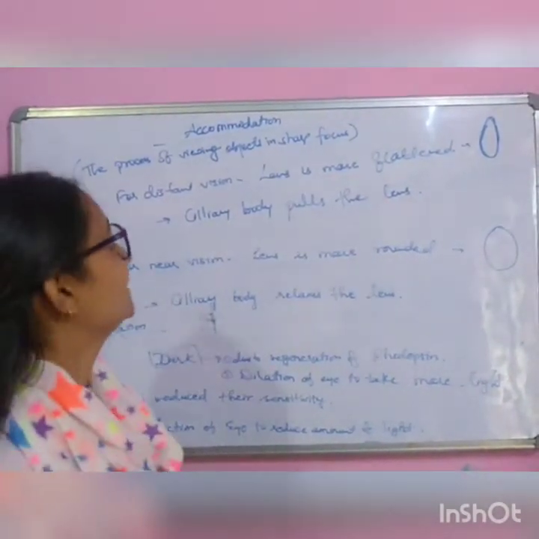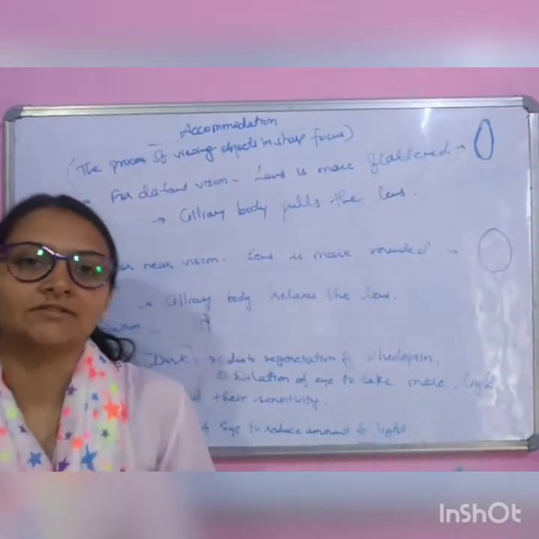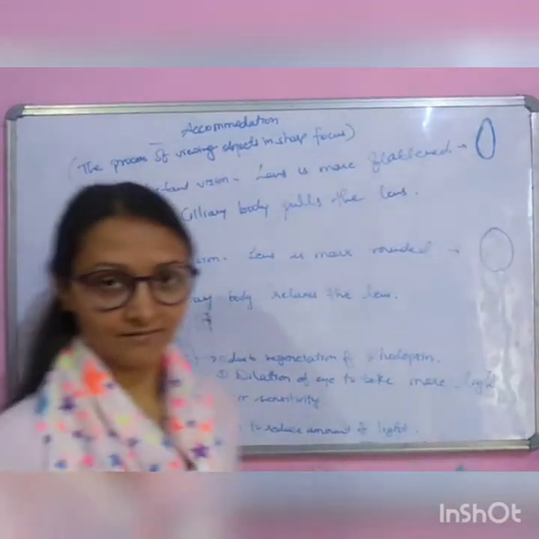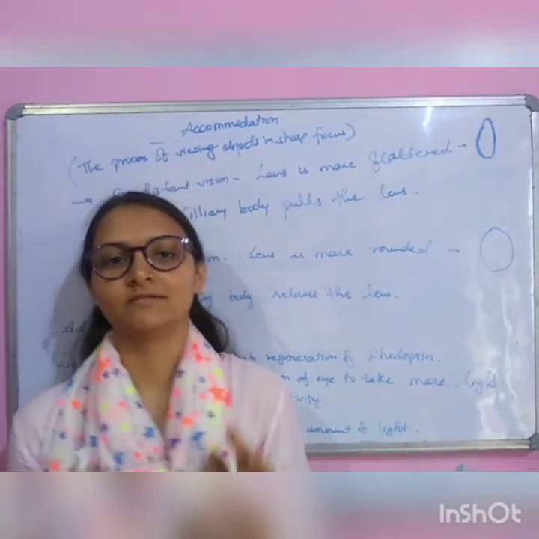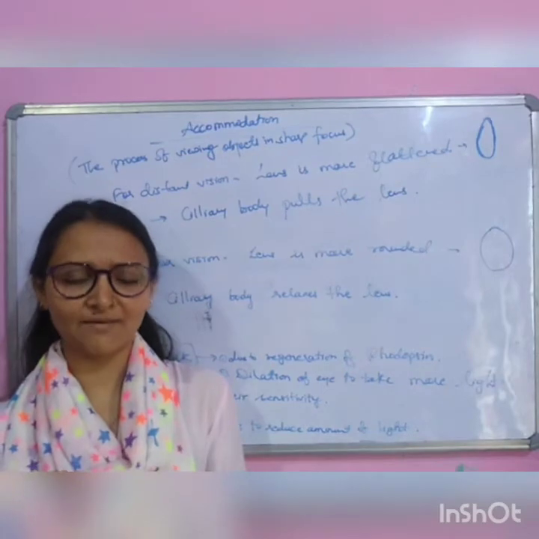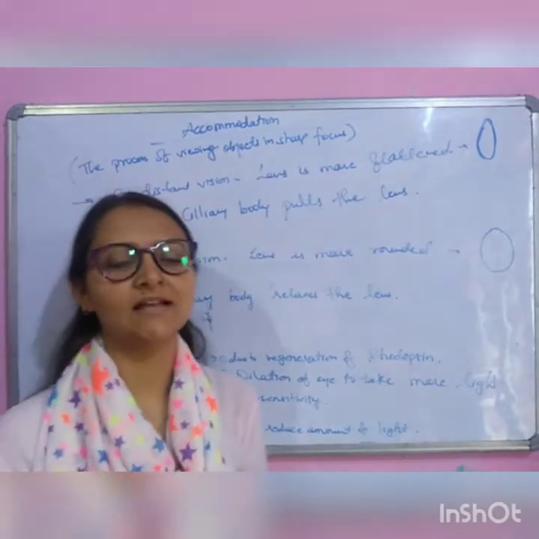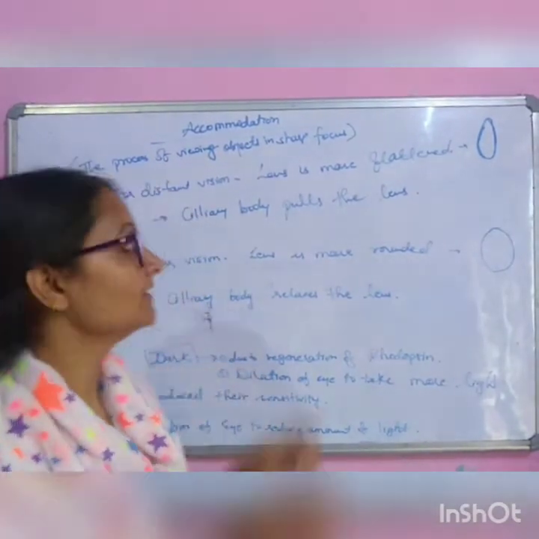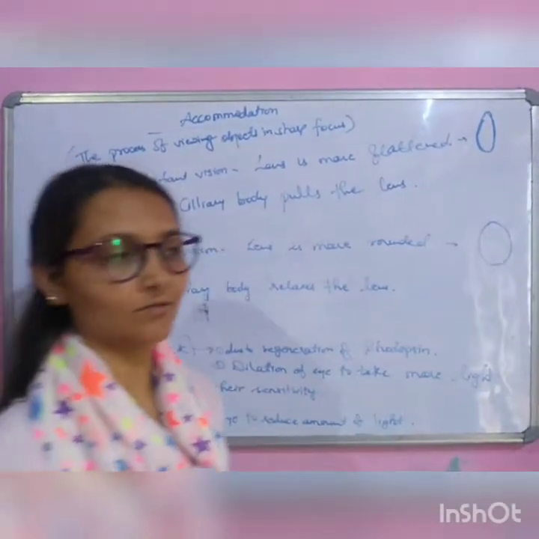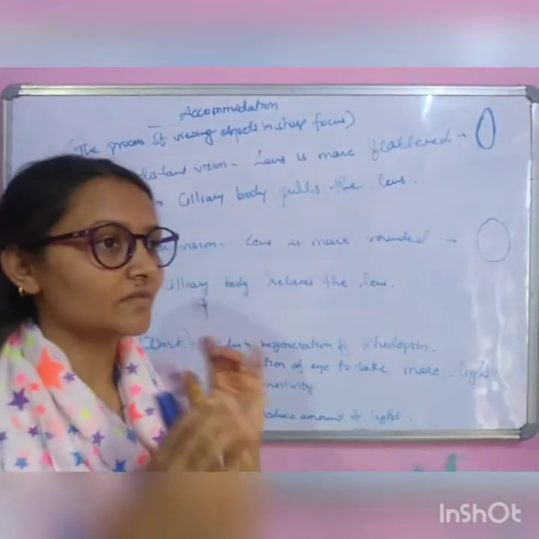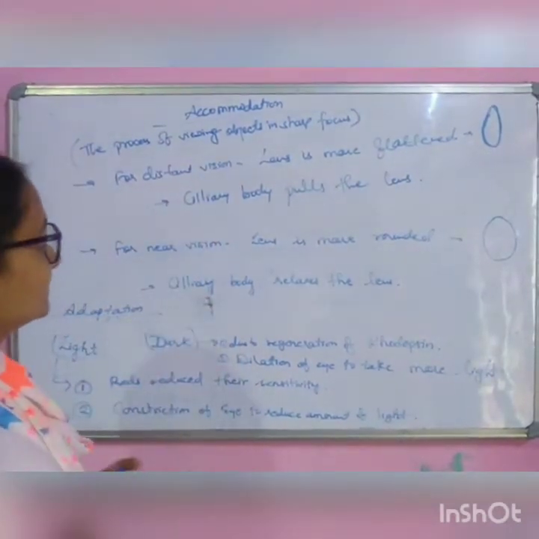Next topic is accommodation. What is accommodation? The process of viewing objects in sharp focus. As we know, when we see a far object, the nearby objects become blurred, and when we see nearby objects, the things at the far distant position become blurred. Why does this happen? This happens due to accommodation. The object we want to see, we have to see with a sharp focus. So this process is called accommodation.